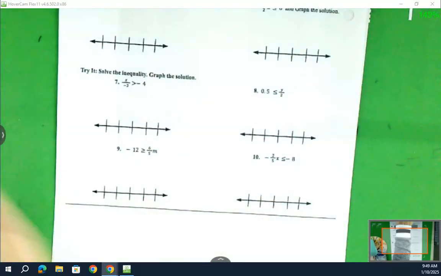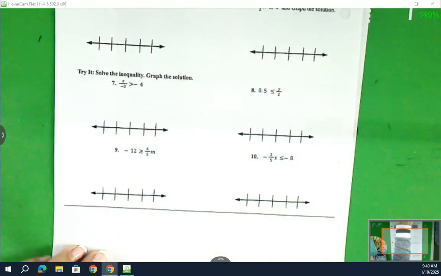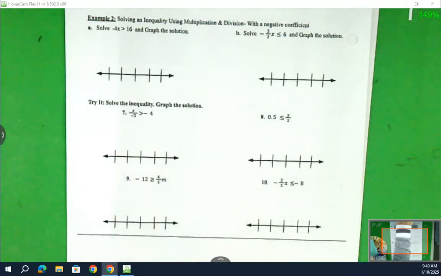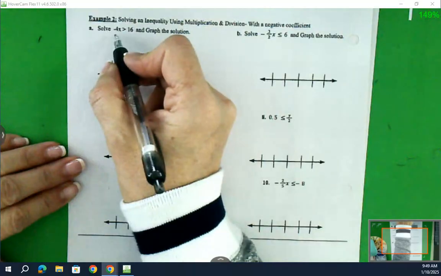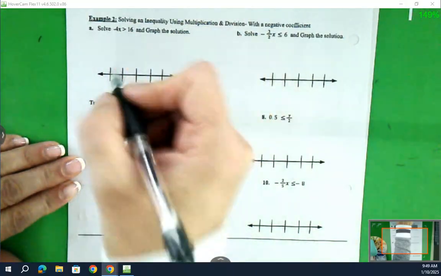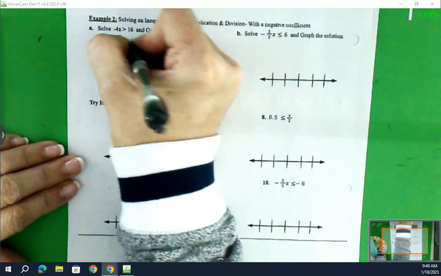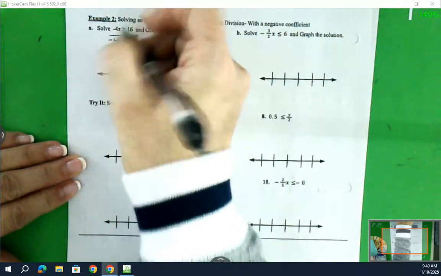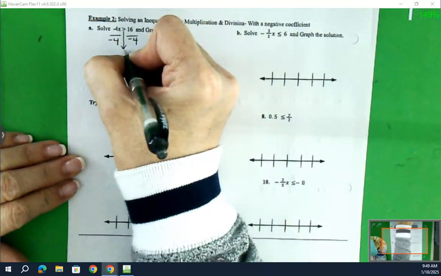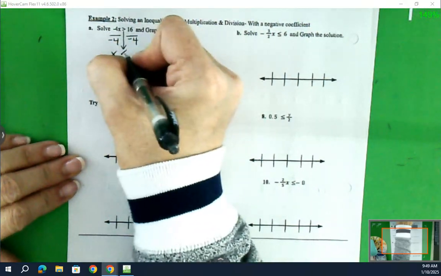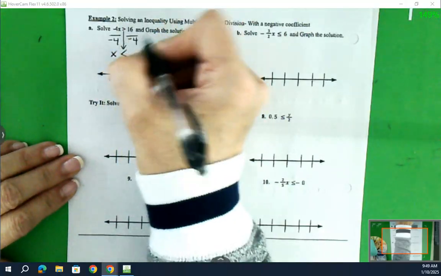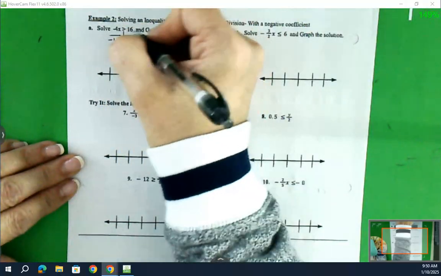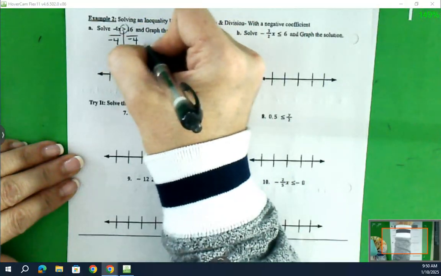Okay, now we're going to get to the practice with when we have a negative coefficient. We have -4x is greater than 16, so we're going to divide by -4. When we divide by a negative, our sign has to switch direction. So we have x is less than -4. Okay, this is where we do our flip.